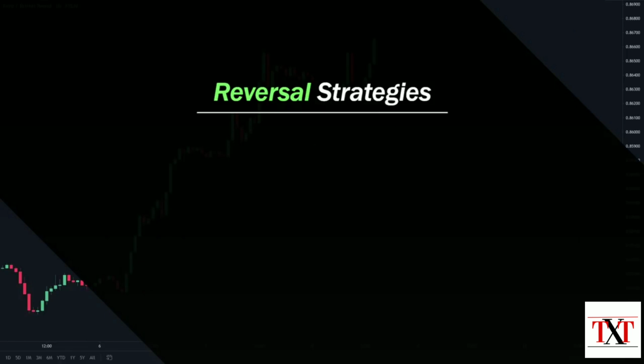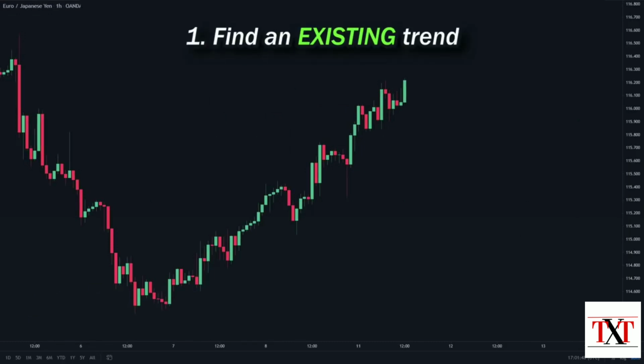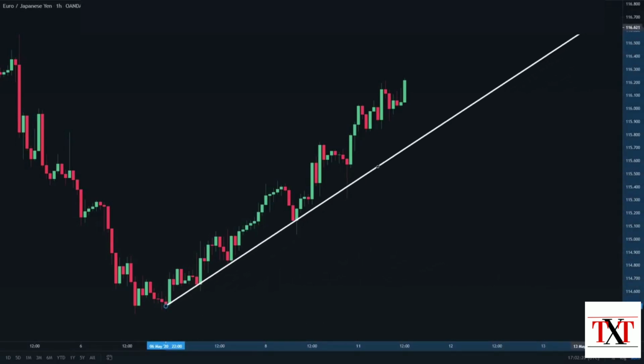So with that being said, here are a couple of strategies that you can use to predict reversals before they happen. The first one is called break of structure, and this is how it works. First, in order to spot a reversal, you want to find an existing trend. And in this chart, we actually spotted a clear uptrend here. Notice how the price is structured. It formed higher highs while respecting this bottom level, meaning we can also draw an upward trend line below it.